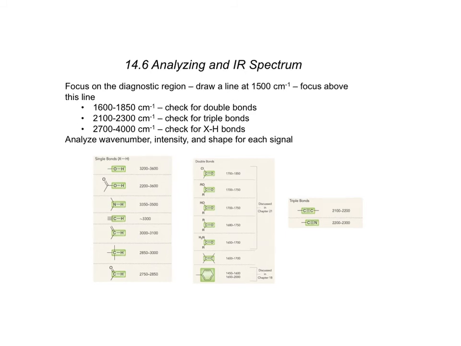Okay, in general though, we can expect to see things between 1600 and 1800, that's where we're looking for double bonds. Between 2100 and 2300, triple bonds, and then anything above 2700 is something attached to hydrogen. So the first thing I tell you guys to do is draw a line at 1500 and look to the left of that line for any type of signal, okay? Ideally, if you find anything between 1600 and 1800, you know there's a double bond. 2100 and 2300 is a triple, and then anything above 2700 is going to be something attached to hydrogen.